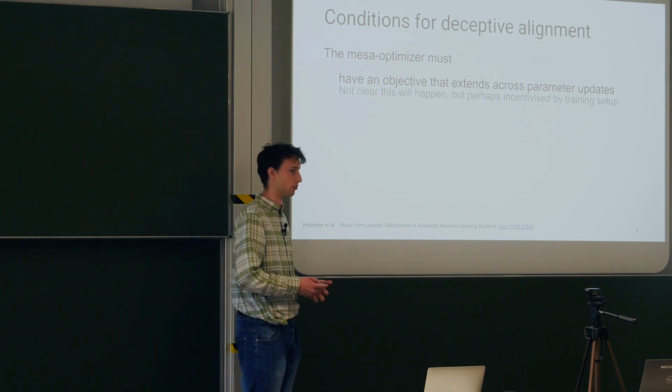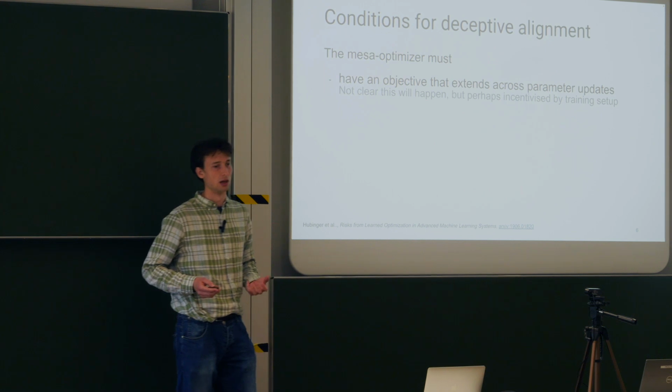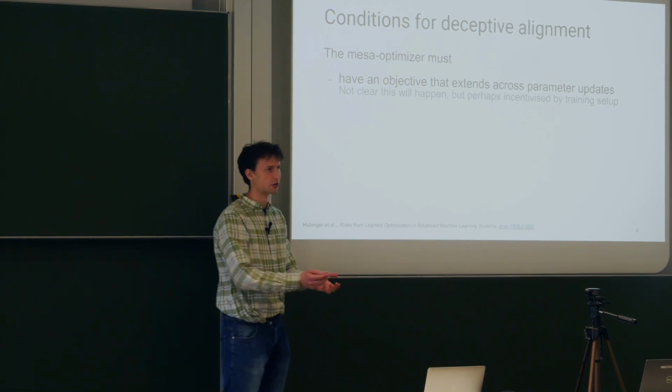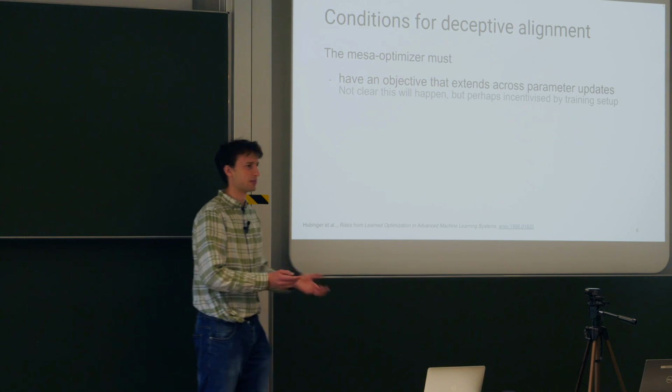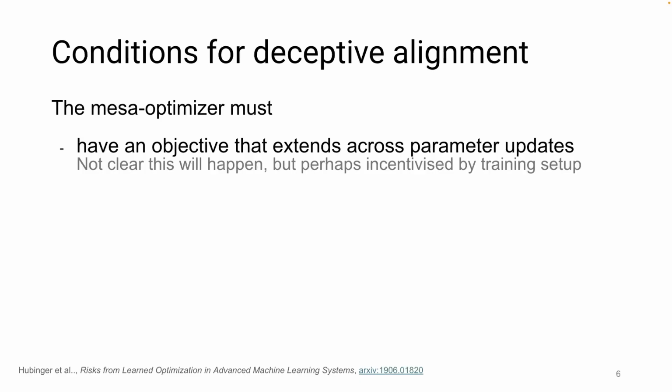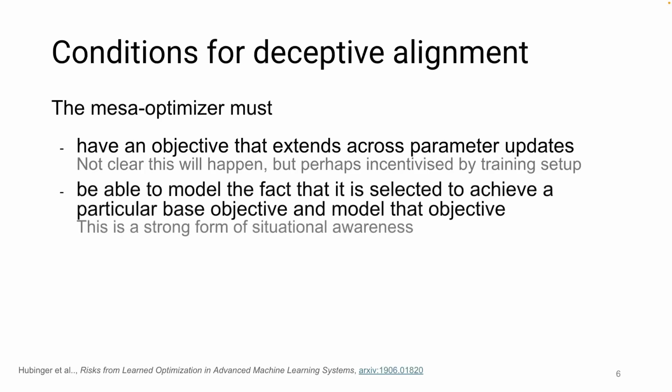Perhaps current models, which have helpfulness baked in, will pursue some long-term goal of trying to make the world a better place. Perhaps there's going to be something slightly different in models in the future. It's really not clear it will happen, but perhaps it's incentivized by the training setup. So what else does the model need to do? It needs to be able to model the fact that it is selected to achieve a particular base objective, and also model that objective.